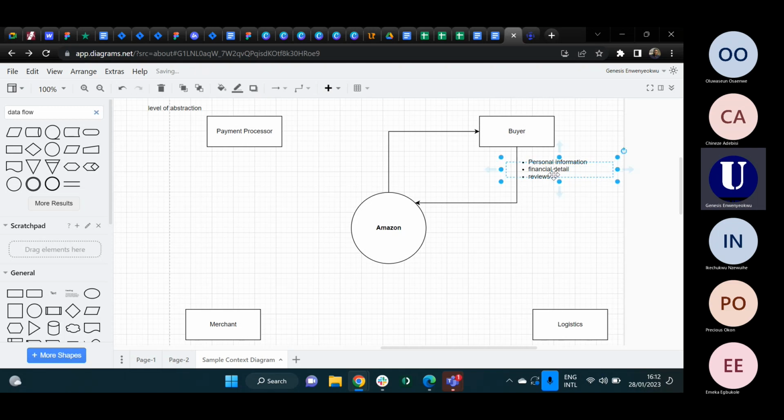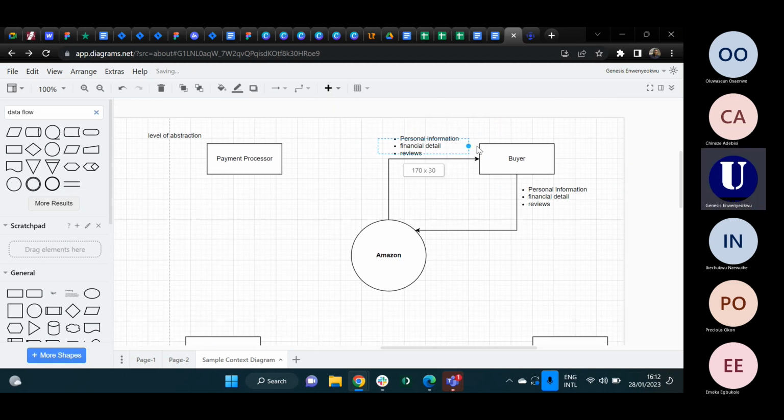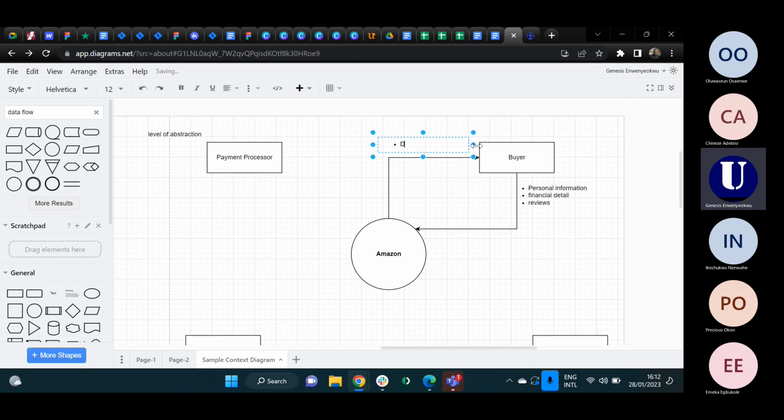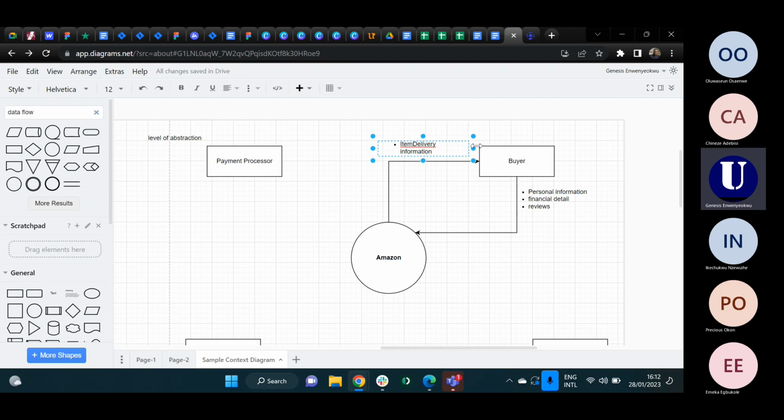Now, what kind of information would Amazon be sending to the buyer, right? So let me reduce this here. The kind of information that Amazon will be sending to the buyer are things like delivery information, right? So when an item is purchased, Amazon sends delivery information to them. Things like item information, inventory, item inventory. Let me use item inventory.